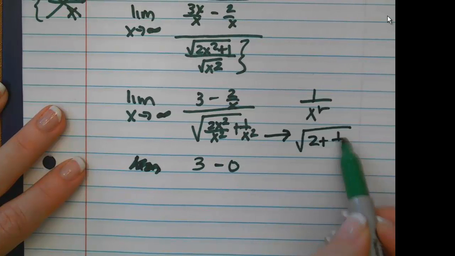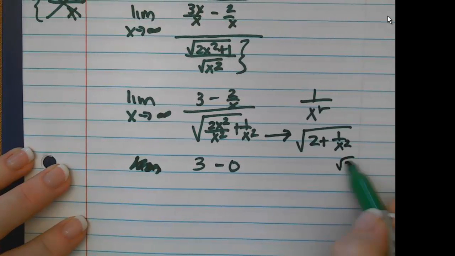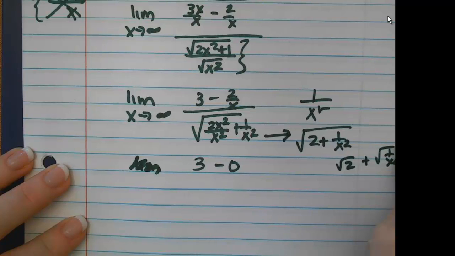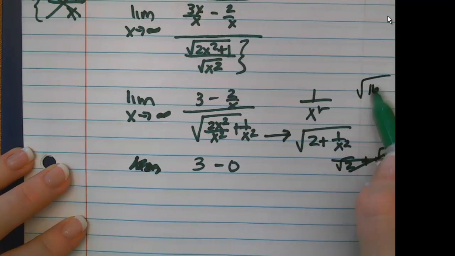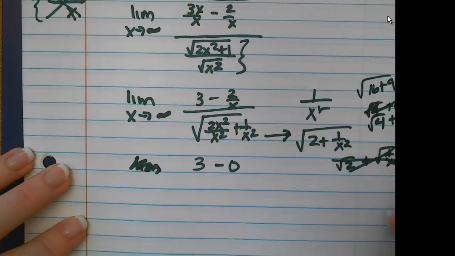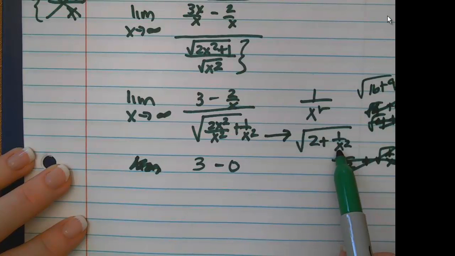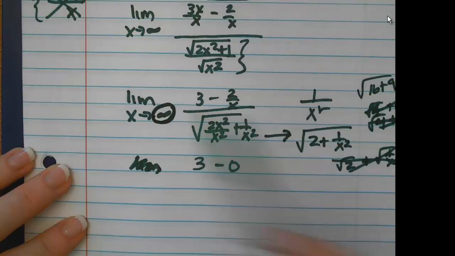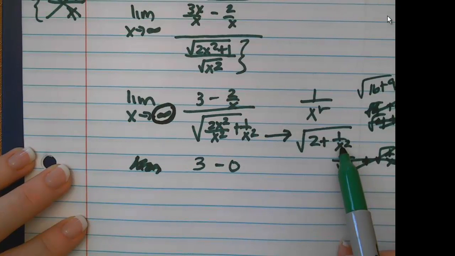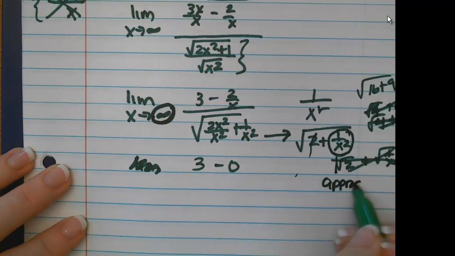Down here, here's what's going on. If I simplify, I have 2 plus 1 over x squared. Well, think about this for just a minute. I cannot algebraically do this. This is incorrect. I can't think of it like that because that would be like saying the square root of 16 plus 9 is the same thing as the square root of 16 plus the square root of 9, which is 4 plus 3. And that's not true. It's equal to the square root of 25, which is 5. But if we use our brain, as x gets bigger and bigger, 1 over a really big number is approaching 0.